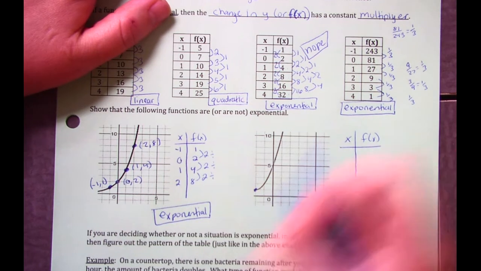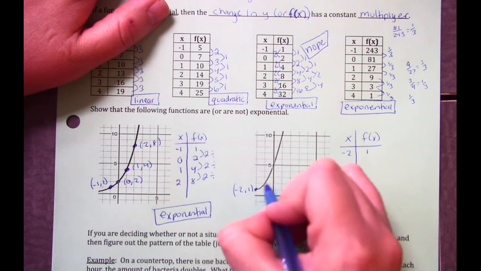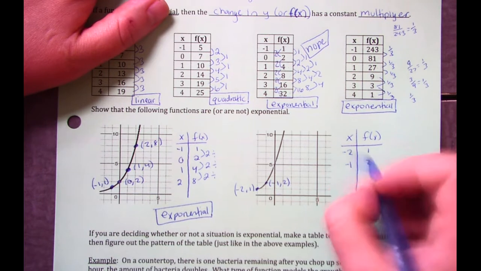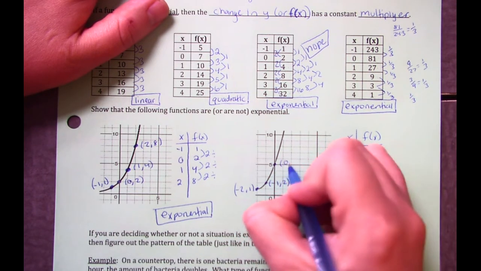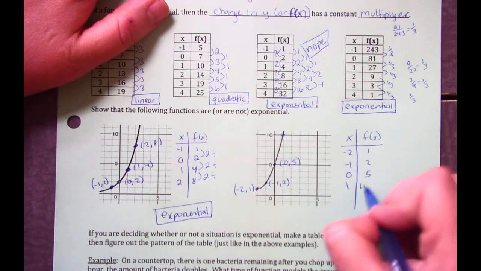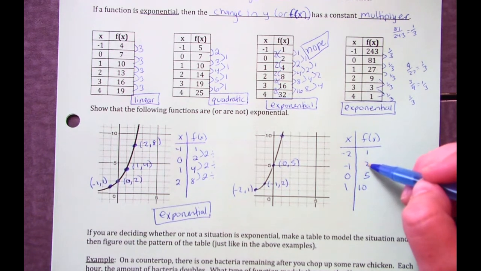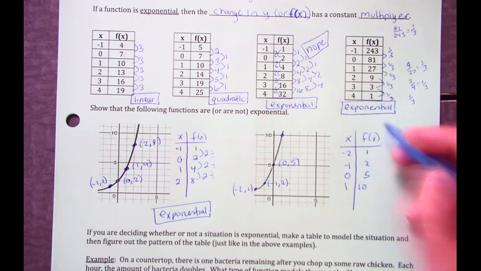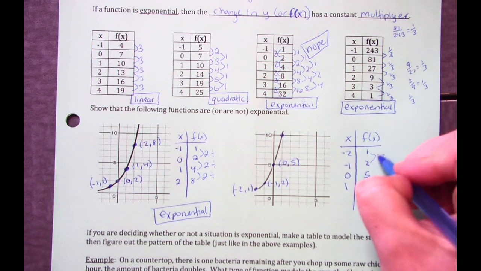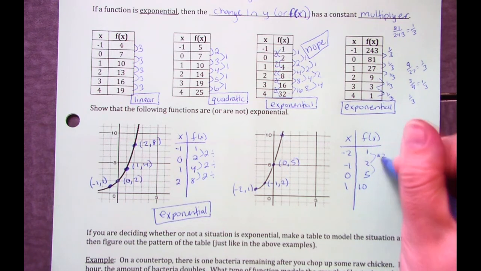F of x, we have -2, 1. Looks like -1, comma, up 2. 0, 5. 1, 10. Okay? This one, let's look to see if it has a constant multiplier. 2 divided by 1 is 2. 5 divided by 2 is 2.5. So it doesn't have a constant multiplier.